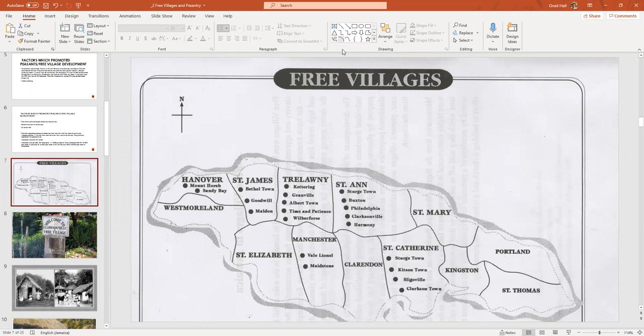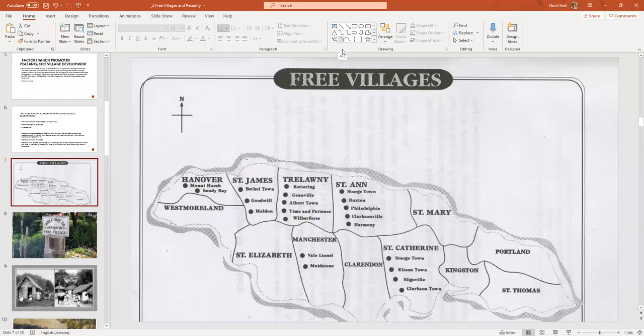Kettering, Granville, Albertone, Time and Patience. Wilberforce. Good. St. James? Bethel Town, Goodwill, Maldon. And in Hanover? That's where my family originated. Mount Horeb and Sandy Bay.